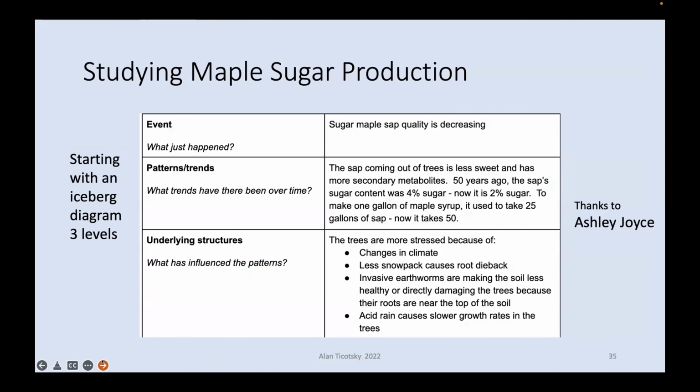This was an iceberg diagram about maple sugar production in the northern forests here. The maple trees have sap every spring, and the sap is tapped and boiled down. It boils down, then a syrup is made. And this teacher was studying the problem with her students of what's going on, that the sugar content is down, and they had some ideas in their iceberg diagram, and they went out and they tapped the trees and made their own syrup.